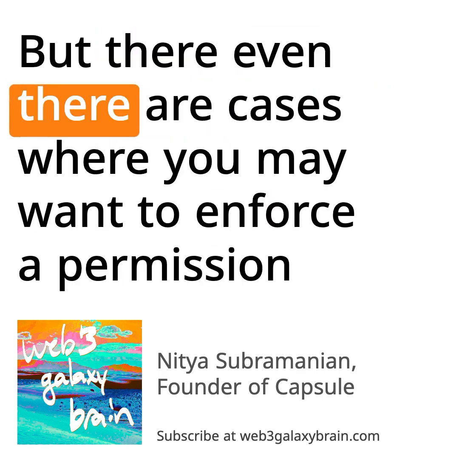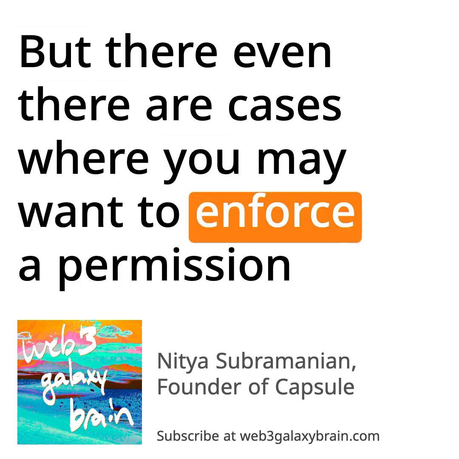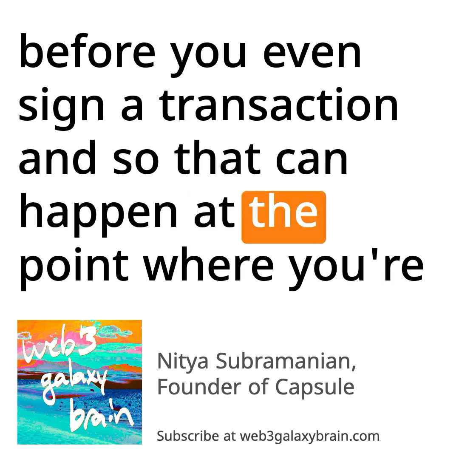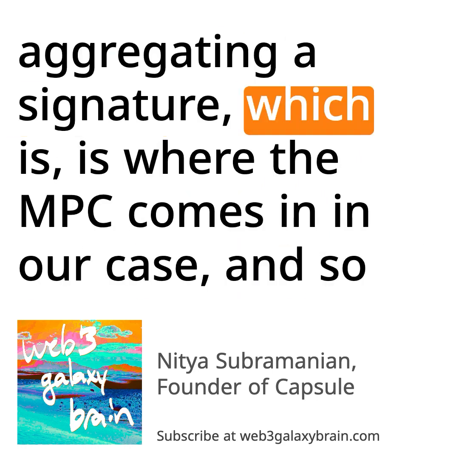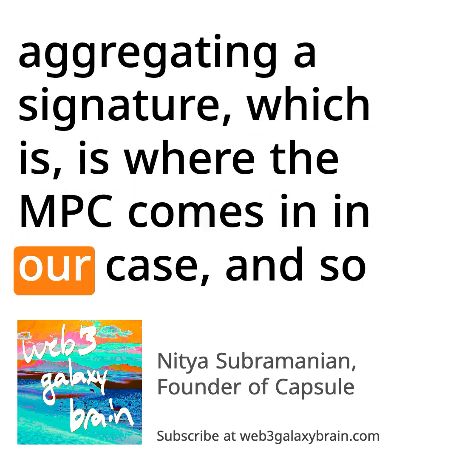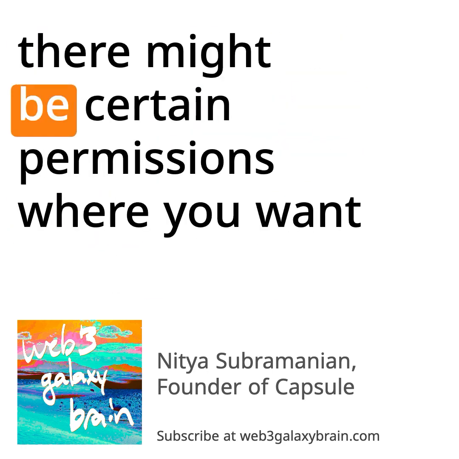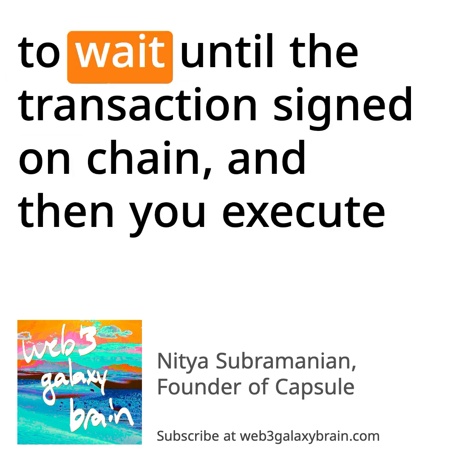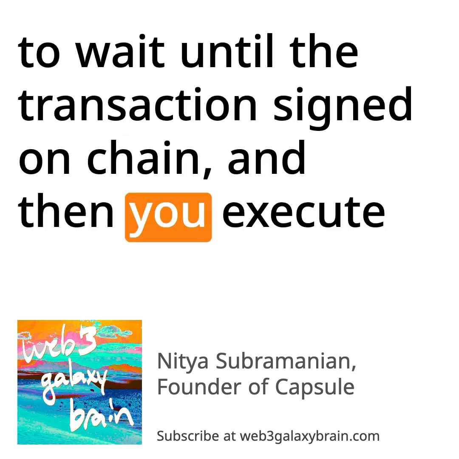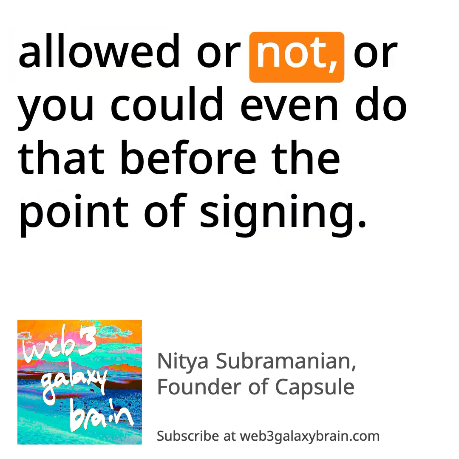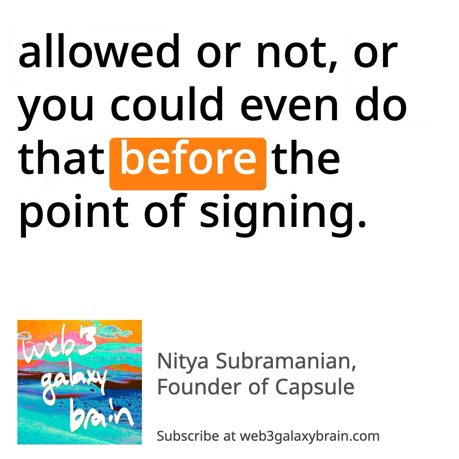But there are cases where you may want to enforce a permission before you even sign a transaction. That can happen at the point where you're aggregating a signature, which is where the MPC comes in, in our case. We think about permissions as something that can happen at every level. There might be certain permissions where you want to wait until the transaction is signed on chain, and then you execute the logic in a smart contract and determine if something's allowed or not. Or you could even do that before the point of signing.